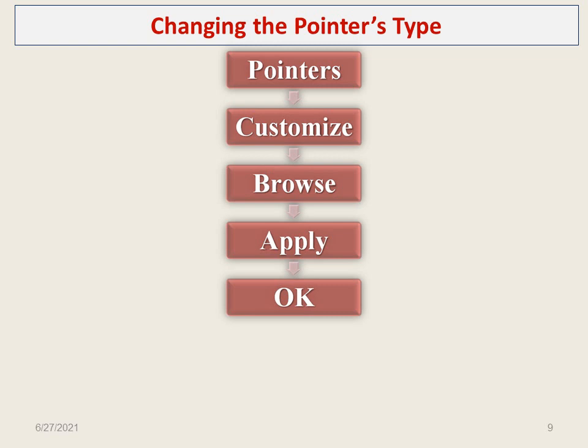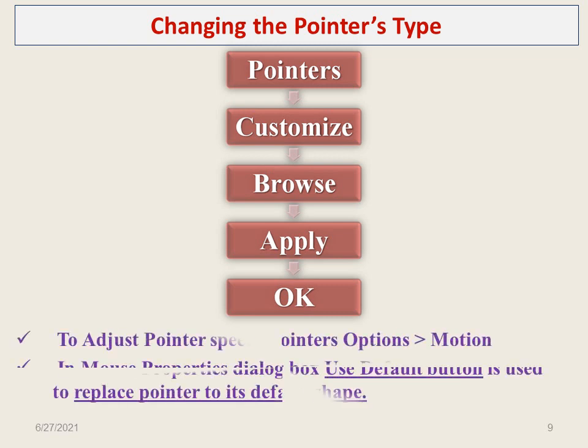You see the new pointer shape replaces the original pointer shape in the customized list. And click the apply button. The desired changes come into effect. When all the changes are done, click on the OK button. To adjust pointer speed, we have to click on the pointers option, and in that we have to click on the motion. And lastly, in the mouse property dialog box, the use default button is used to replace the pointer to its default shape.